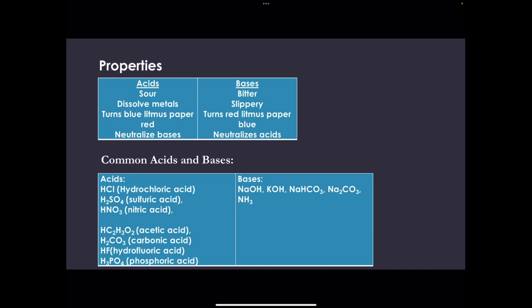We detect acids and bases using litmus paper. Acids are going to turn blue litmus paper to red. Bases are going to turn red litmus paper to blue. Acids are going to be able to neutralize bases. Bases are going to be able to neutralize acids. Now, you would have gotten an introduction to acids and bases in your first semester chemistry class when you talked about neutralization. We've got some common acids and bases that you should know. You should know their names and their formulas.